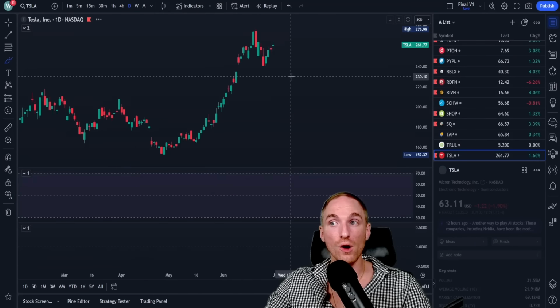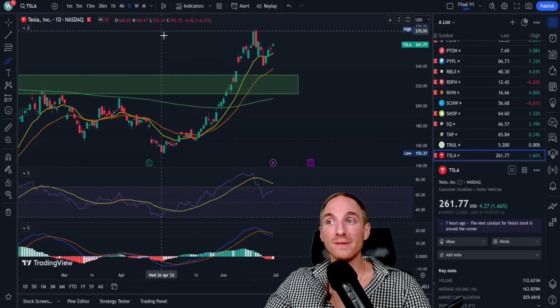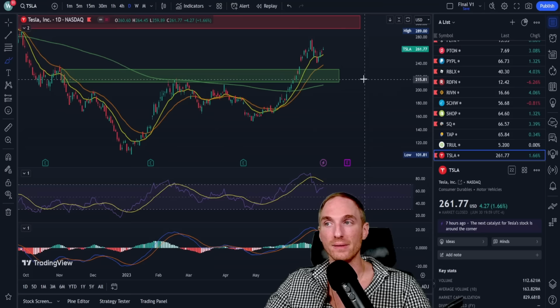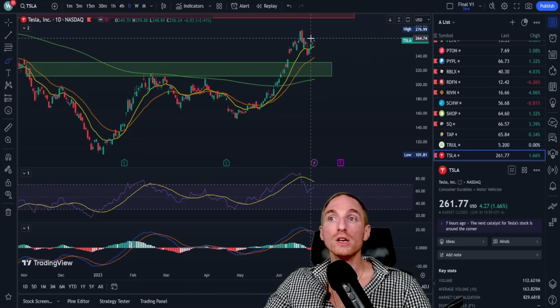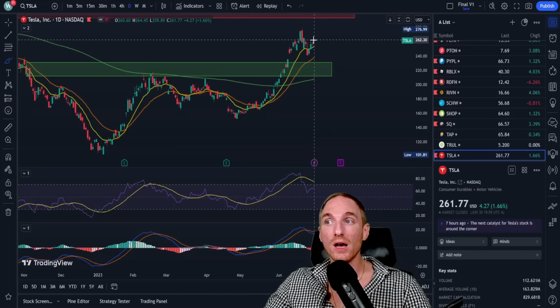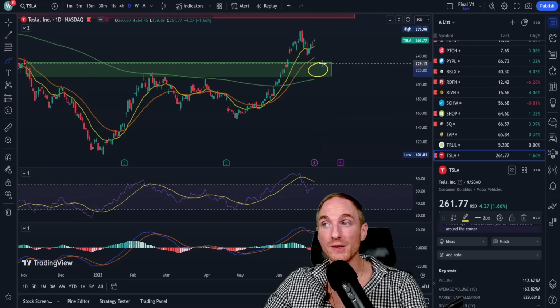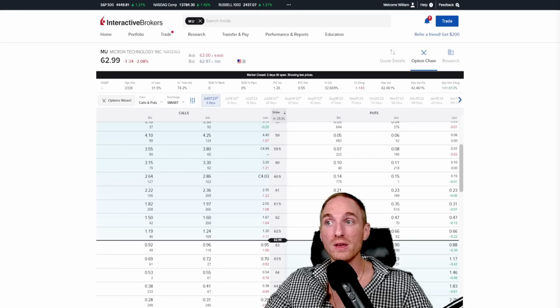One of my favorite stocks to look at is Tesla. On Tesla, I've drawn a green box. This is what I do on a lot of my charts. I annotate them for what I'm looking for. So I know that if Tesla next week comes down a few days and I get some good premium on the 230 to 210 levels, I'm definitely going to be willing to take it.